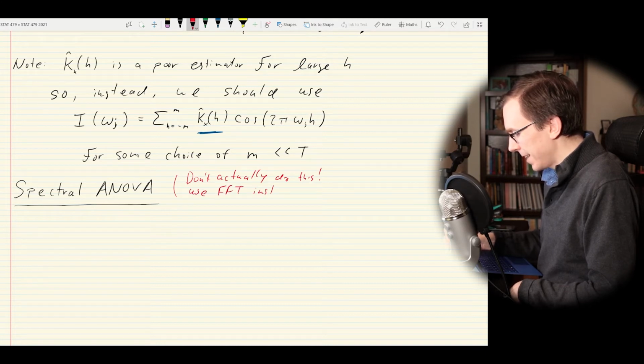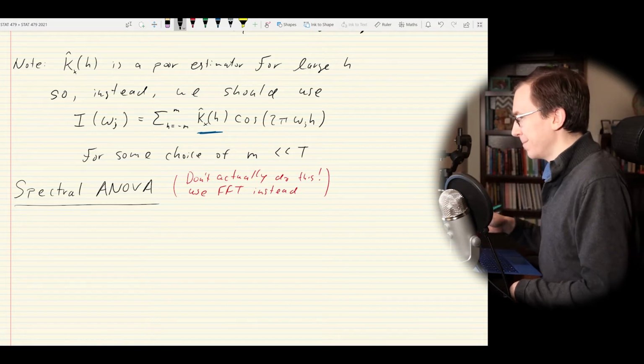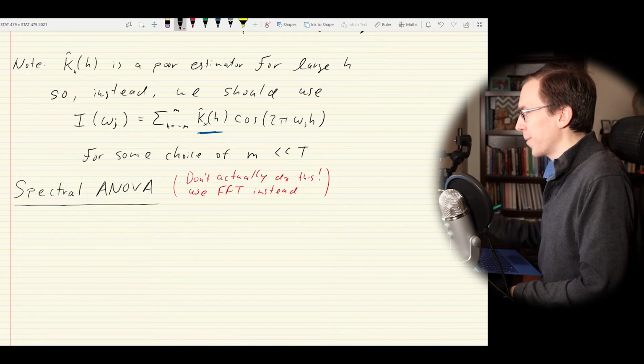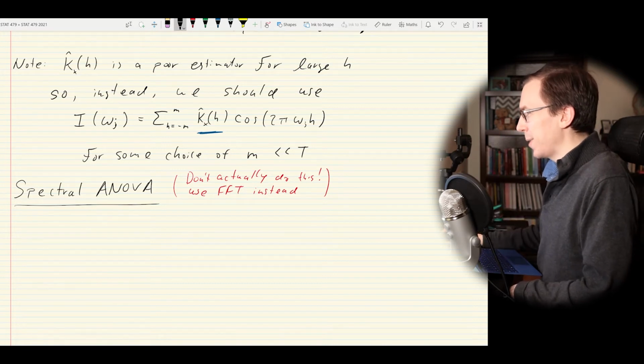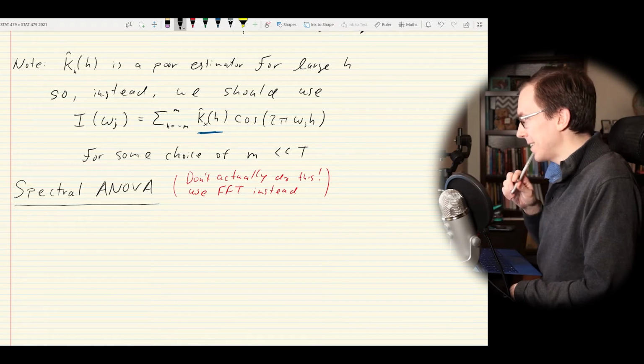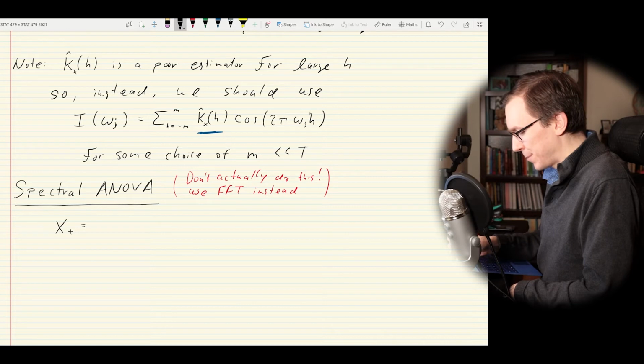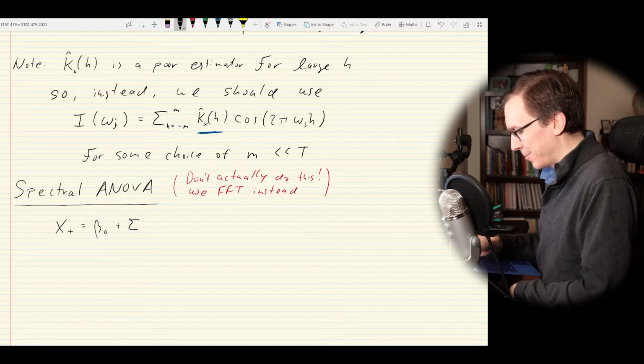Use FFT instead. I should say don't actually do this with real data when you could just use a fast Fourier transform. But we can still write out our equation as a giant linear model like we did back 2 lectures ago. So we can take our data xt and assume that we have some giant trigonometric expression that will fit our data.